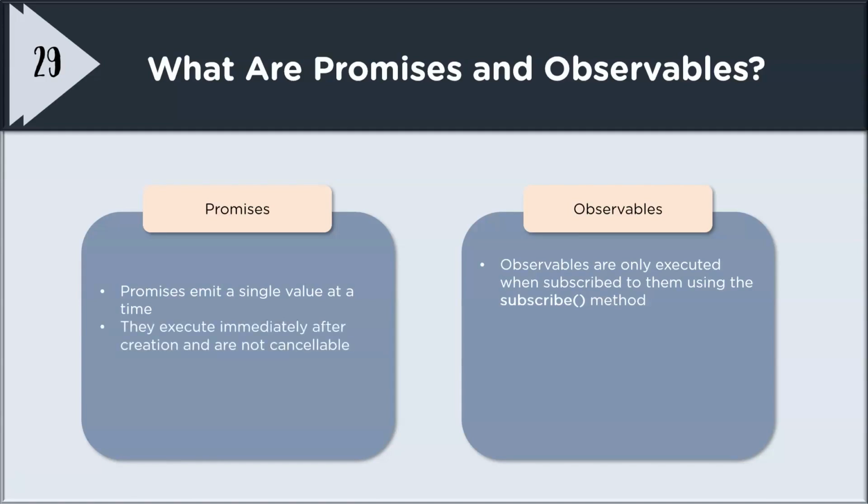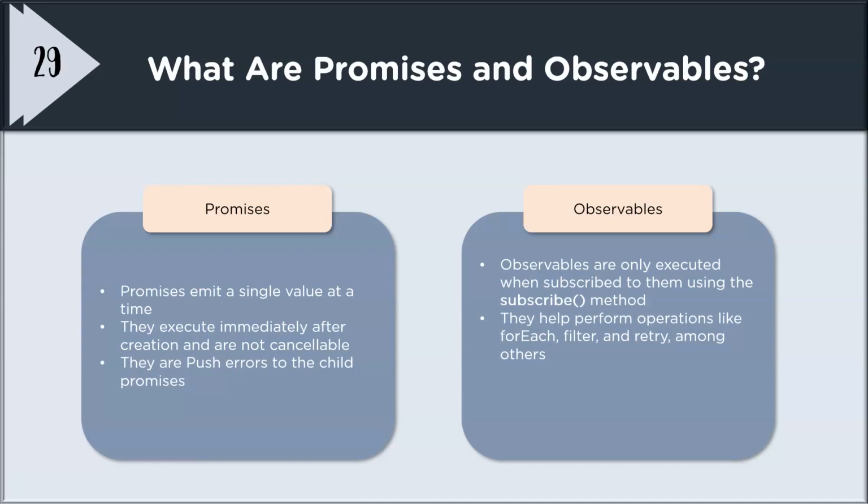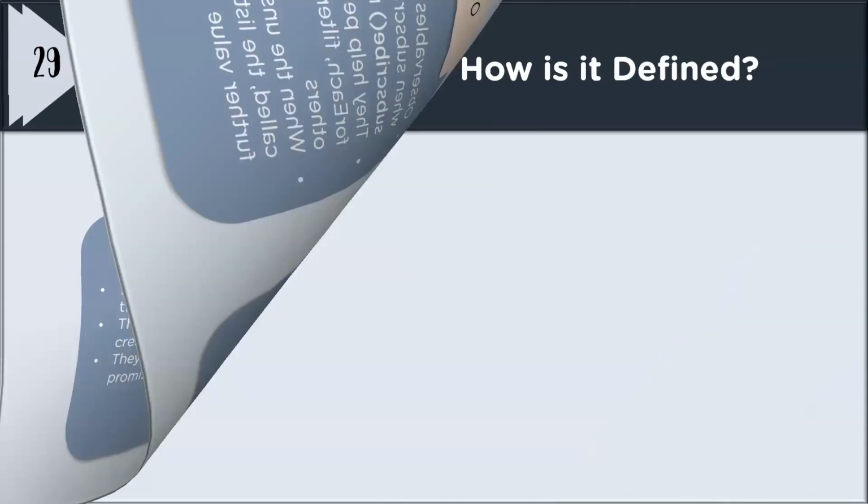Now promises also execute immediately after they are created and they're not cancelable, while observables help perform operations like forEach, filter, retry, etc. Promises push errors to the child promises, and observables can be unsubscribed to so that the listener stops receiving further values.